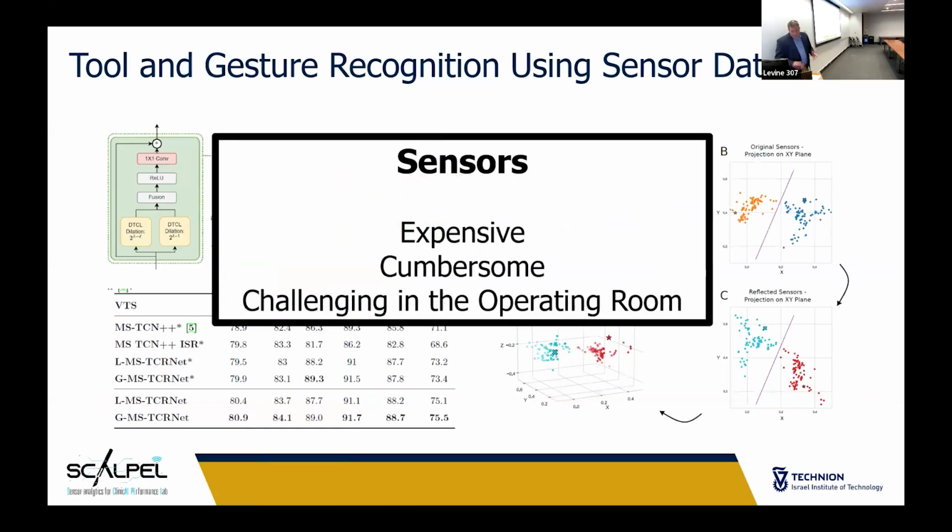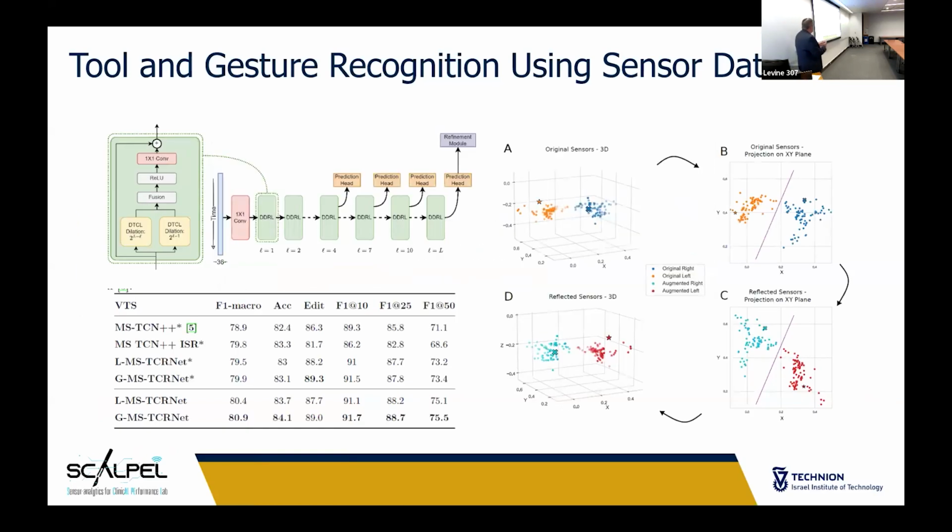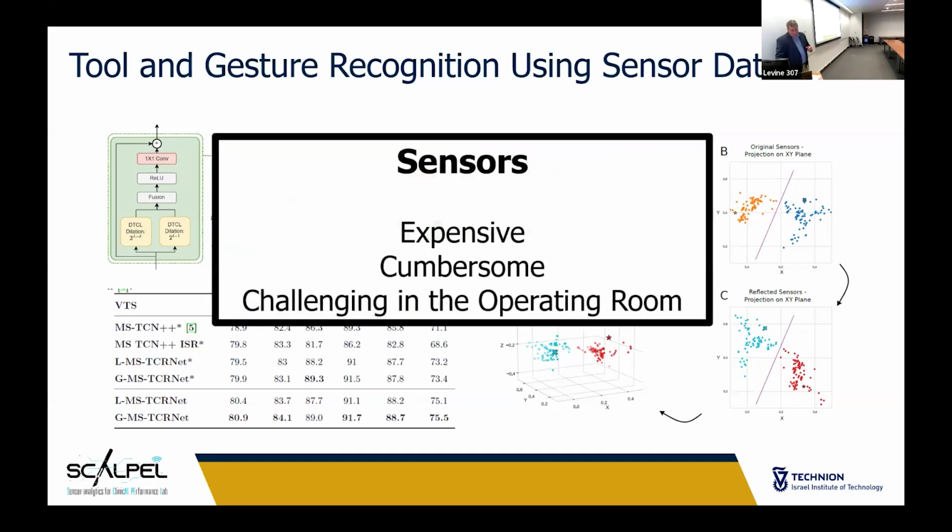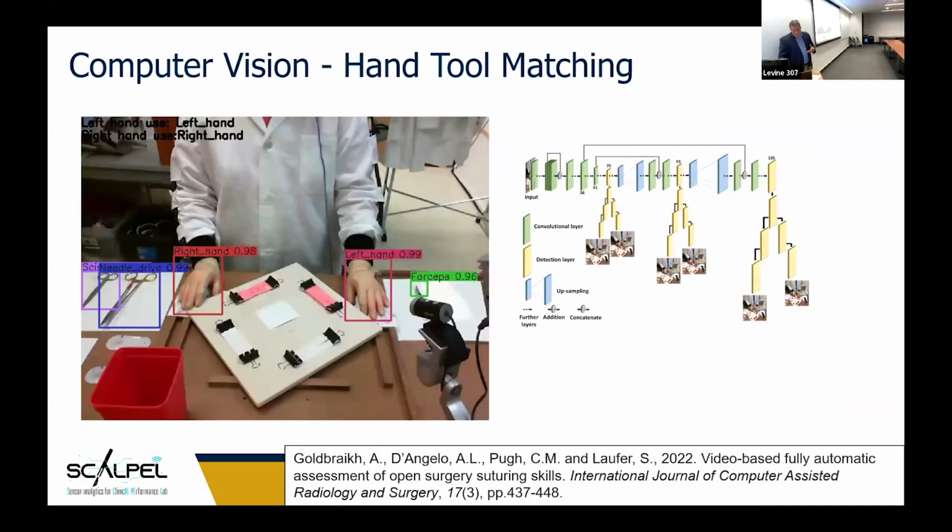In some of our studies, we also focus on augmentation of data, so we can make the data more diverse just by playing around with it. And we have multiple studies on sensor data, but sensor data have a few limitations. First of all, they're expensive. It takes time to set them up and to remove them, and they're not that easy to put into the operating room. And that moves us forward to actually using computer vision.